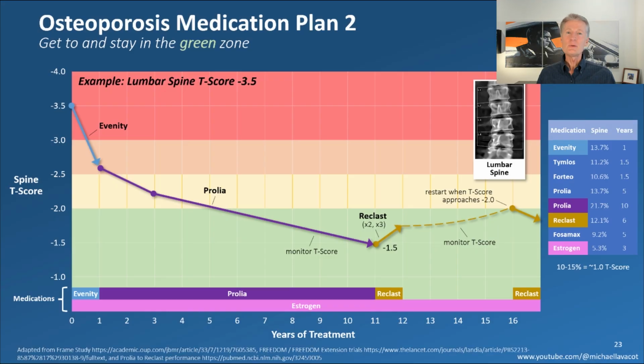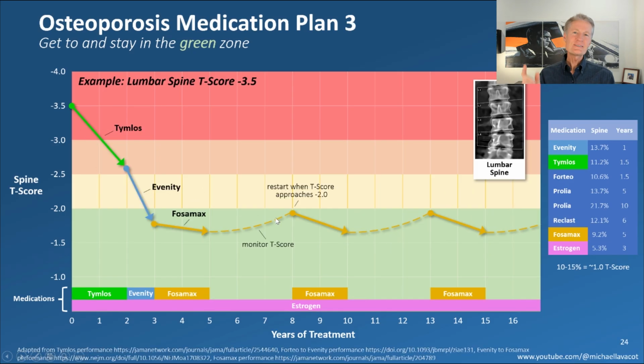And then maybe you take Reclast just 1 year, right? And then you're going to take a break. You're going to go off the drug and watch the T-score and see what happens. And when that T-score approaches minus 2, you're going to go back on Reclast, right? Drive it back down. And this is going to be your cycle, maybe until you're done. Okay, all right, so that's another example. Let's look at this a different way. Let's try a different approach.